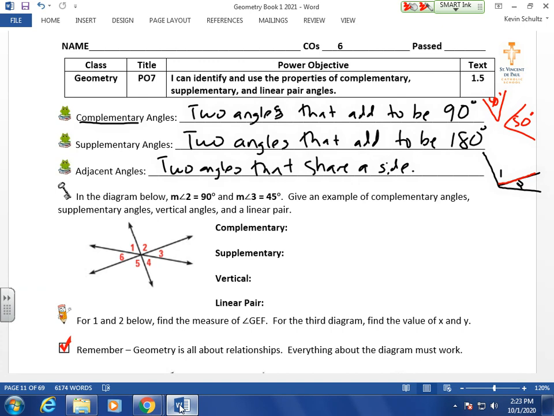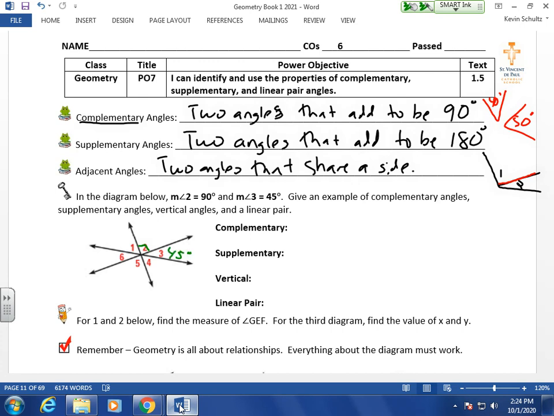So in the diagram that's given there, you are told that angle 2 equals 90 degrees, and the measure of angle 3 is 45. So let's put those values in here. The symbol for a 90-degree angle is a box in the corner. You probably have seen that before. Just because it's such a common angle to use, rather than writing 90, you just put a box there. Then angle 3, 45 degrees.